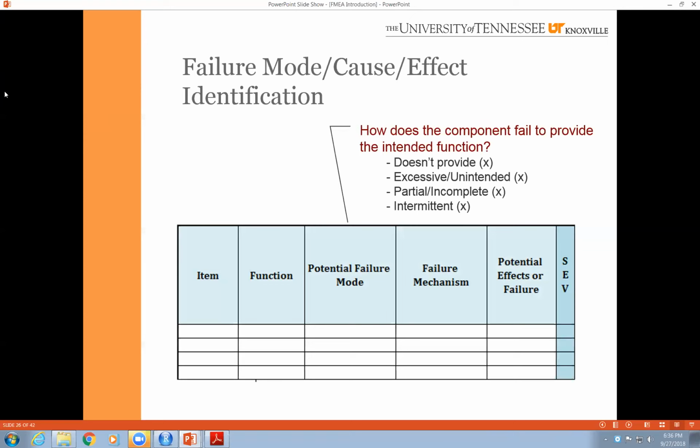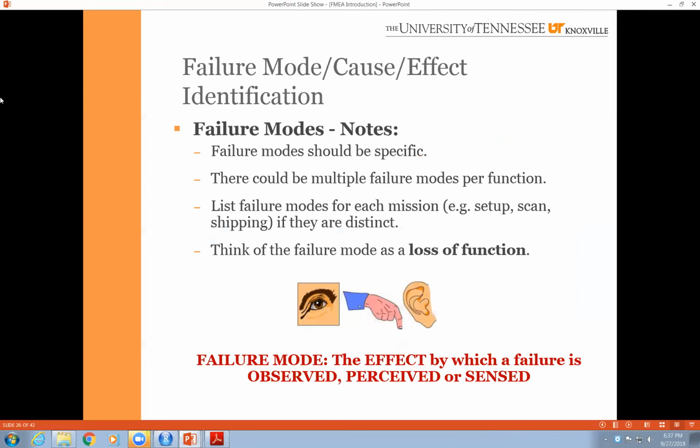Then start thinking about the failure modes. Now we start thinking a little bit harder, right? We talked about four different failure modes, no function, partial function, and so on. This is where you start thinking about that. And one line item could expand into multiple failure modes, by the way. You could have multiple failure modes, and one failure mode could have multiple causes and so on. So start thinking about that. So that could be a very significant table as you move forward.